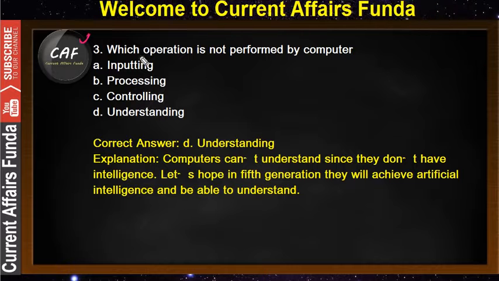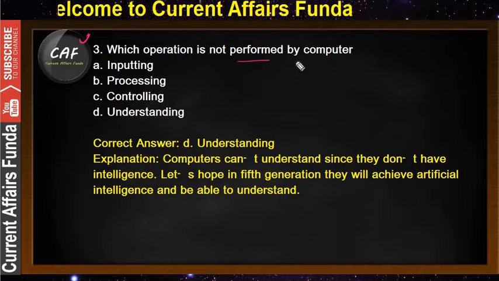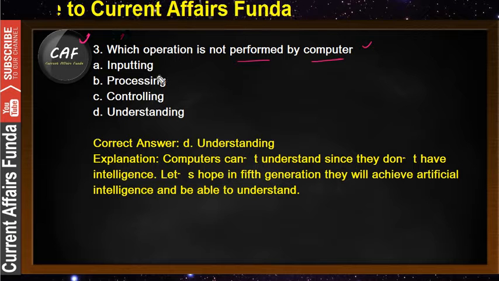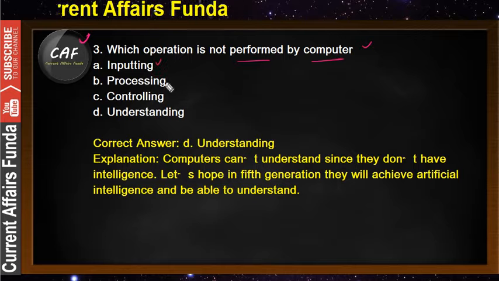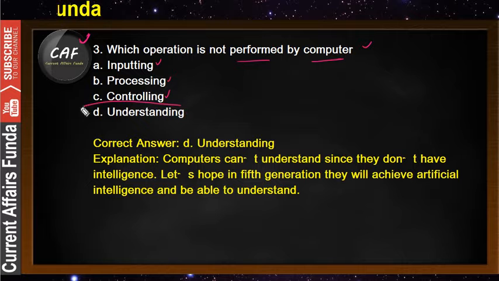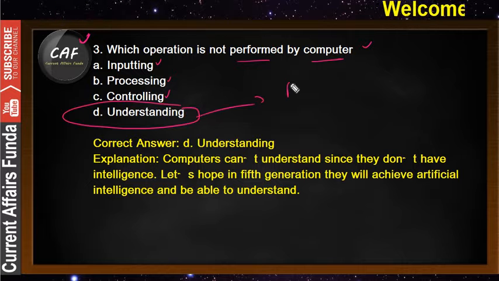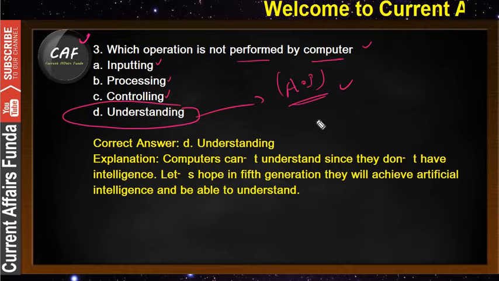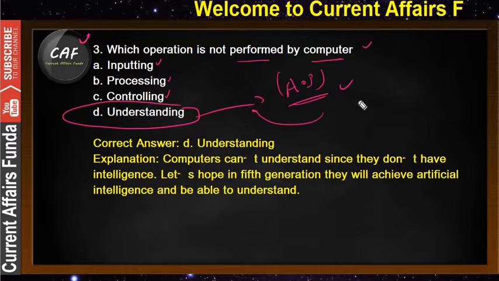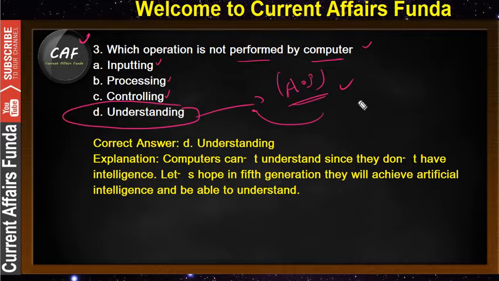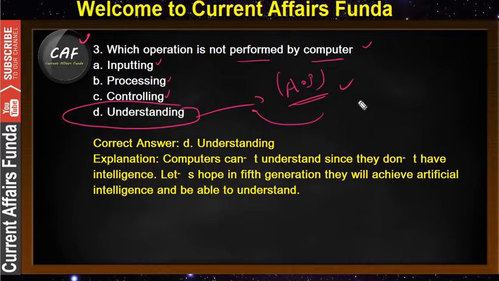Problem number 3. Which operation is not performed by the computer? Basically, a computer does inputting, processing, controlling, but the computer can't understand. This will be possible in the fifth generation because artificial intelligence will be added. An extra segment will be added in the fifth generation, so that the computer will understand all the things.